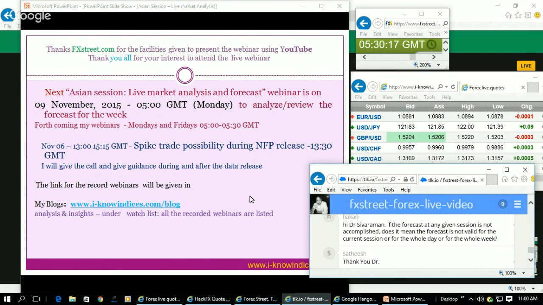Then Hakan, if the forecast at any given session is not accomplished, does it mean that the forecast is not valid for the current session? Yes, you can invalidate the forecast for the current session and try. That is why we use the trading strategy, because there's no point in blaming the forecast. And we have to protect our position and try to earn from the market. So use the trading strategy to limit the risk. And if market moves predominantly in line with the forecast, you then capture the profit. In the event if the market goes against, use the risk limiting factor and then try to grab the profit.